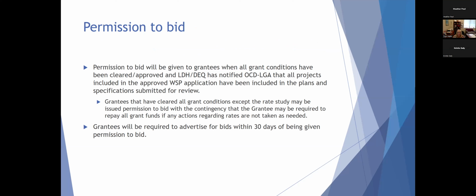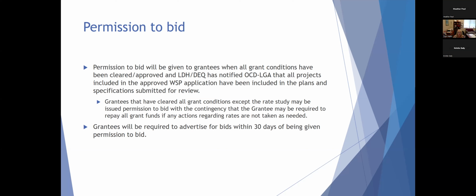So if your grant involves 6 different projects and you receive an approval or a scope confirmation from LDH or DEQ for 1 or 2 of your projects, and you have met all of your other grant conditions, then we can go ahead and give you permission to bid on those, and not the ones that aren't prepared yet.